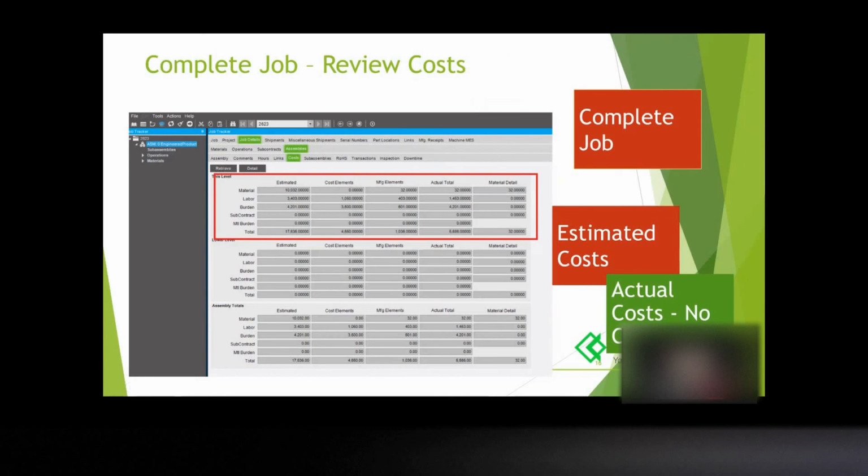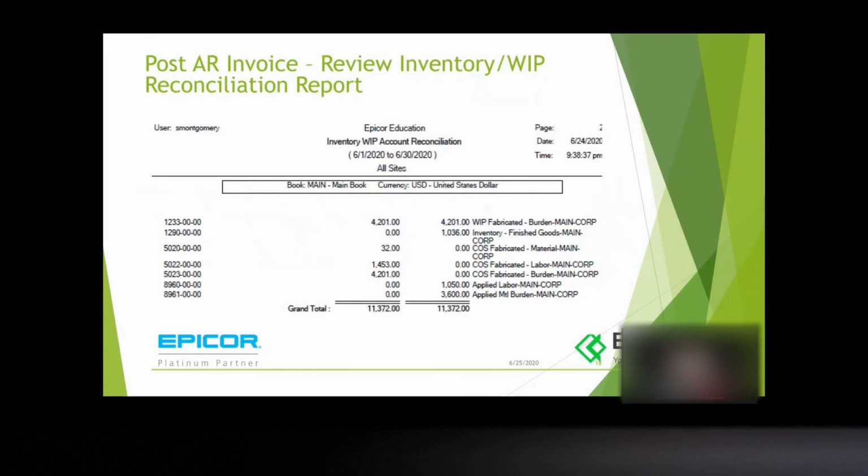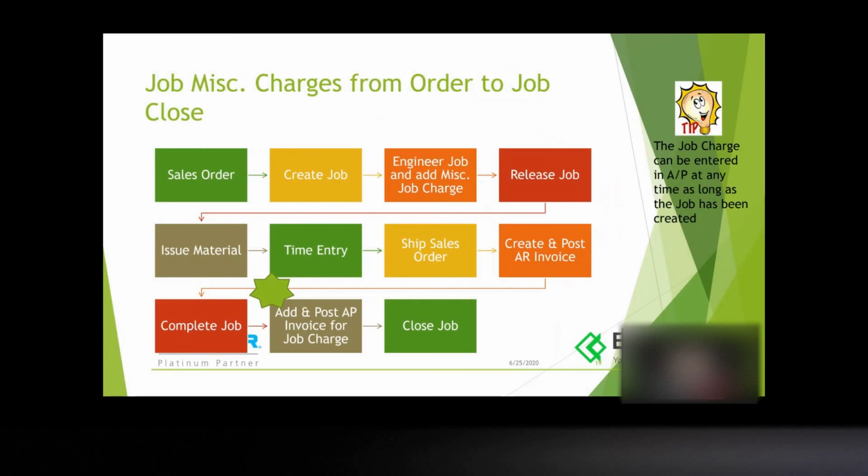I'm looking at cost in job tracker, and I've completed the job. And again, no changes. Because I've shipped it and posted it on my work in process, I now have 0 value. And you see what you would normally see with your debits and your credits for a job without a miscellaneous charge. So it's going to be really interesting when you see the impact of the job charge. So I have completed my job.